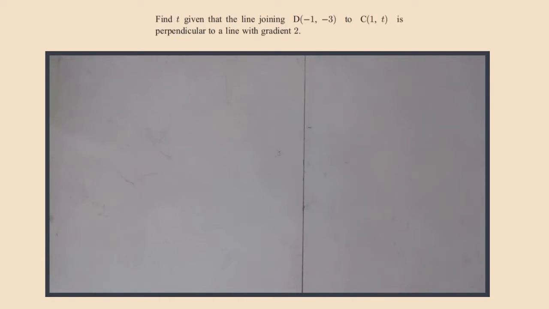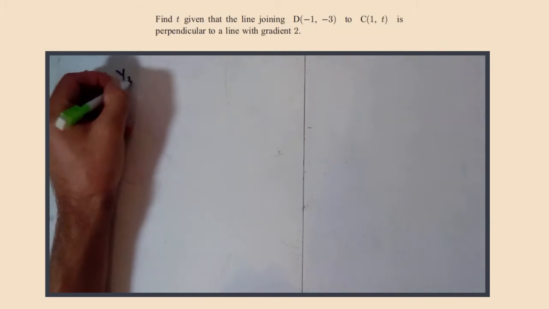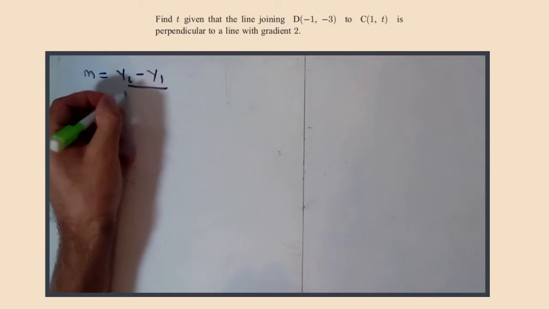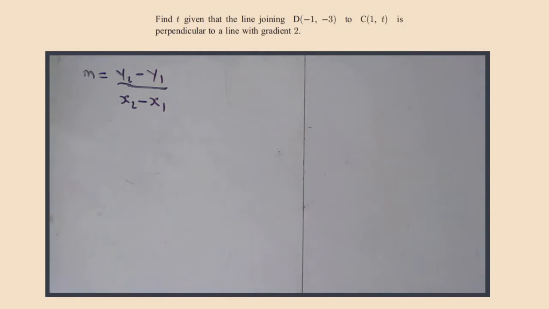Find t given that the line joining D at (-1, -3) to C at (1, t) is perpendicular to a line with gradient 2. Right, so we have been given 2 points, and this is about gradient. So we're going to use the formula again, which is gradient between 2 points, m equals y2 minus y1 over x2 minus x1. We're definitely going to use that.